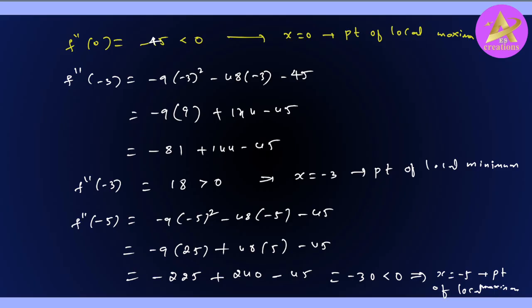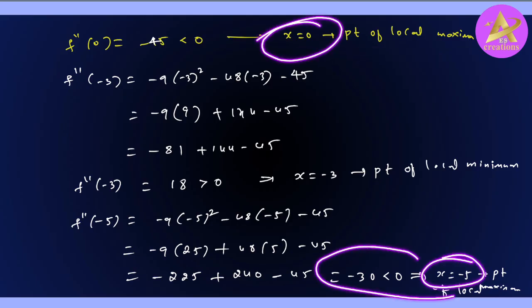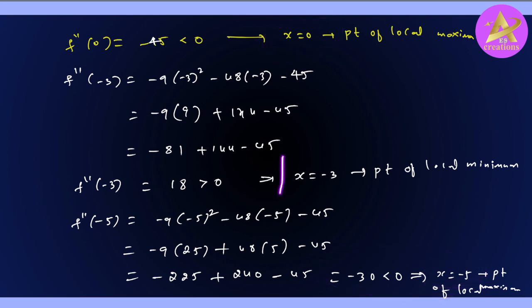If you observe, we got two local maxima points, x equal to 0 and x equal to minus 5, and only one local minima point, x equal to minus 3. Since there is only one such point, it is simply the point of minima. Now we have to substitute these values in the original function to get the values of local maxima and local minima.